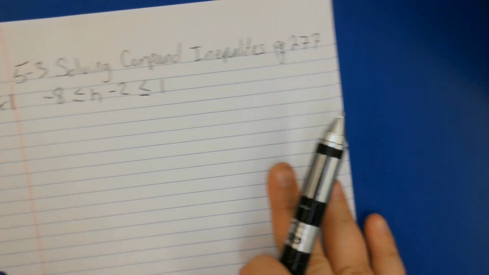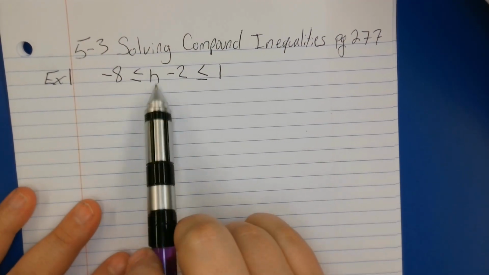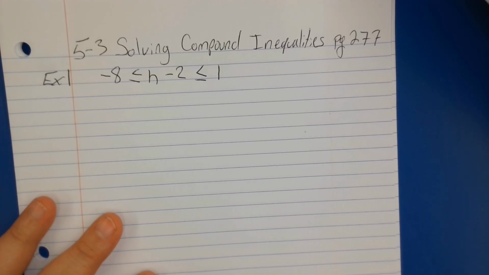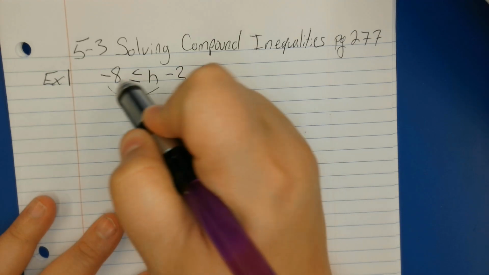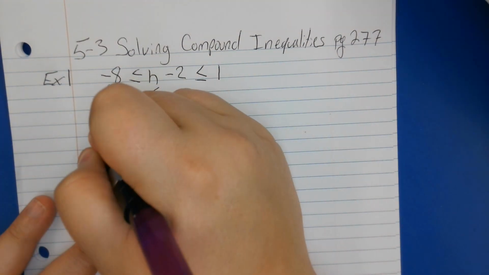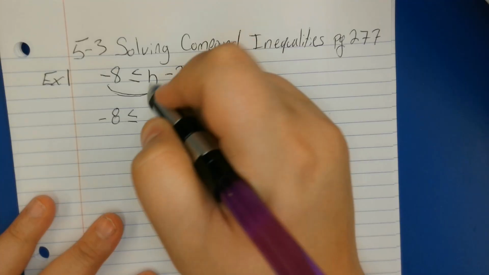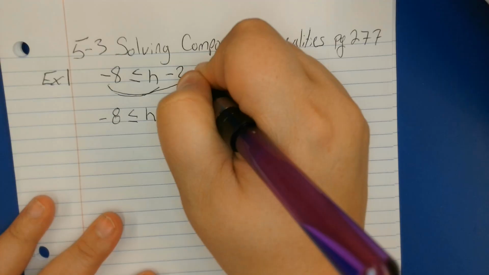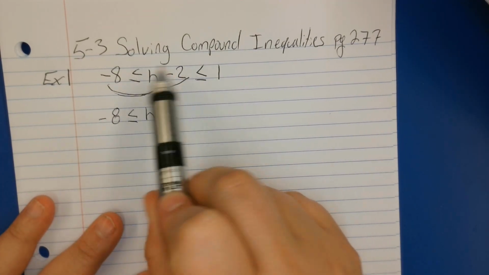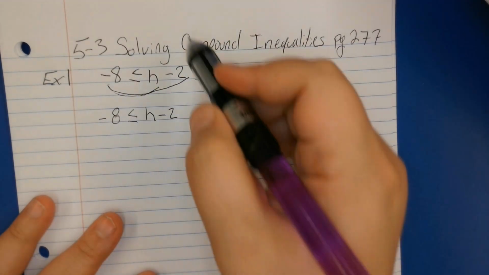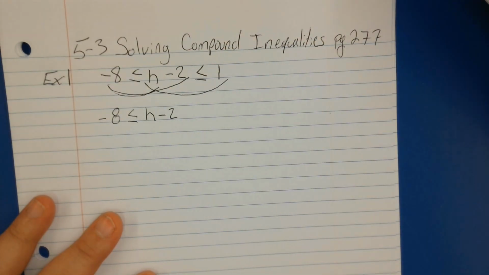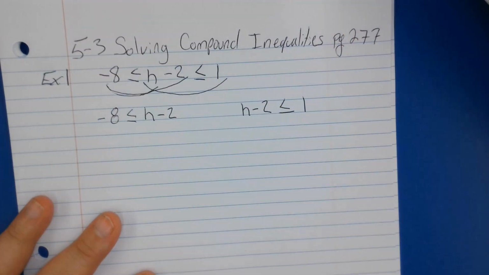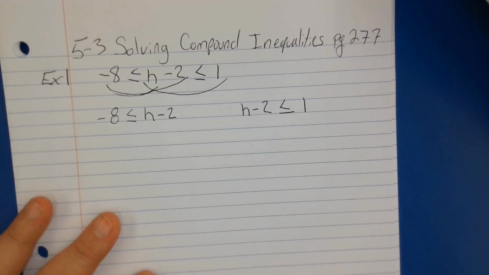So here is how many of them are set up. We have the variable in the middle. In order to solve this, we need to break this apart into two different inequalities. So we're going to take the first one, and rewrite it as -8 is less than or equal to h. And then -2, I forgot that part. So everything between the two inequality symbols gets used twice. So this time, we're going to write this one. We have h minus 2 is less than or equal to 1. These put together create this.